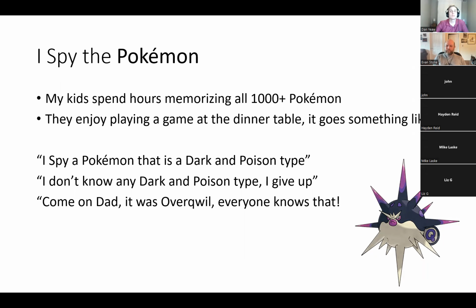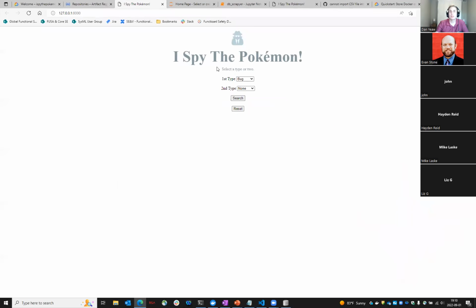So what we're going to build tonight is a website that has all the Pokemon by type in it. And actually, I can show you what it looks like, so everyone has some context of what we're building. It's just a simple website, and you can select, say, dark, and select a poison type, and then you can click search.